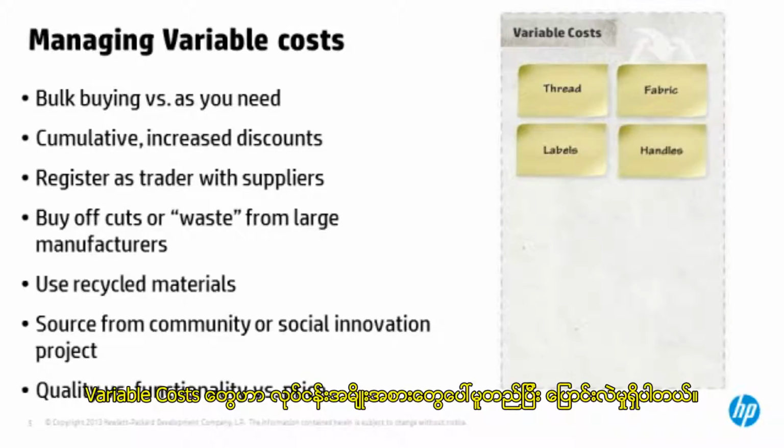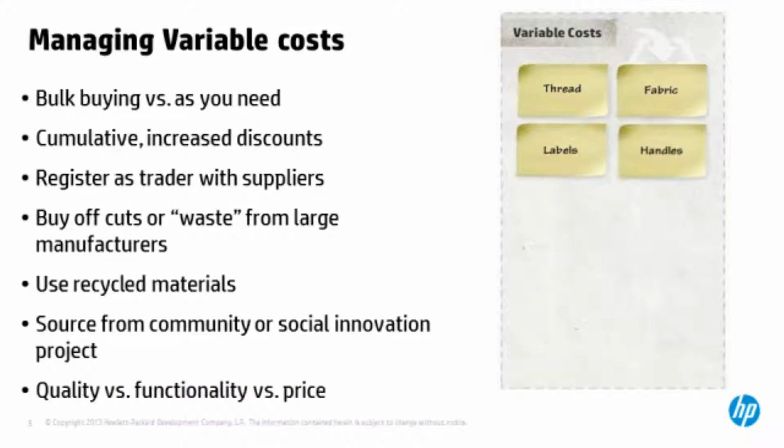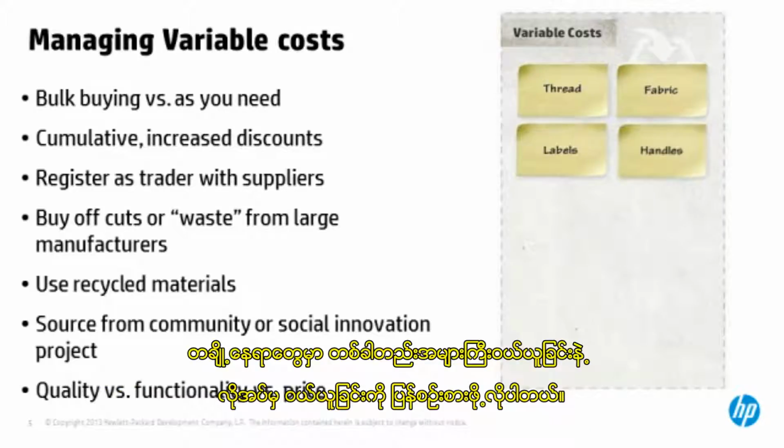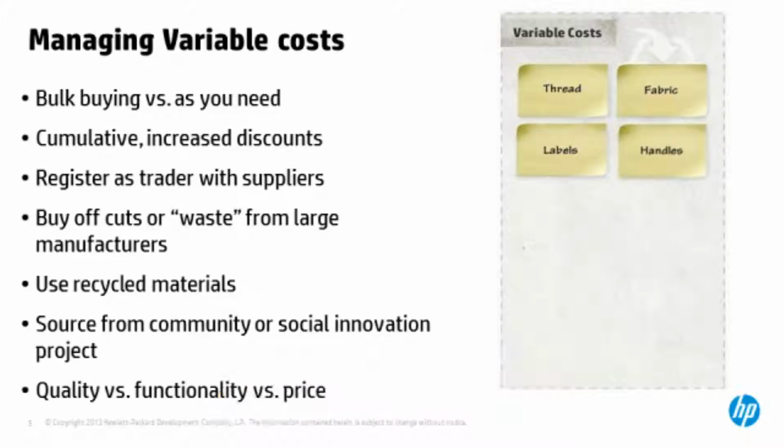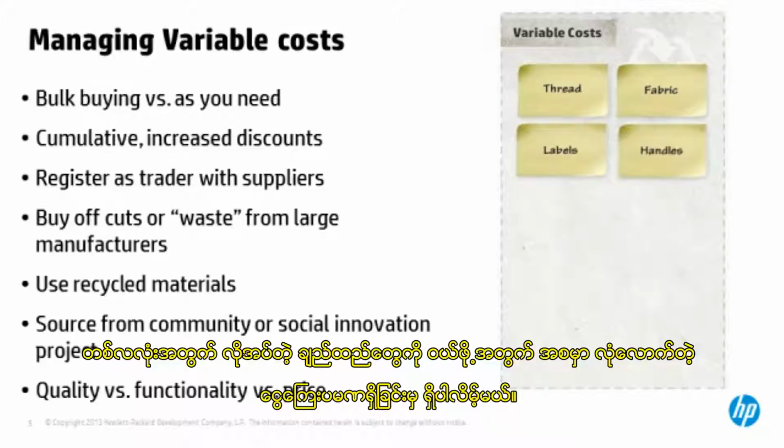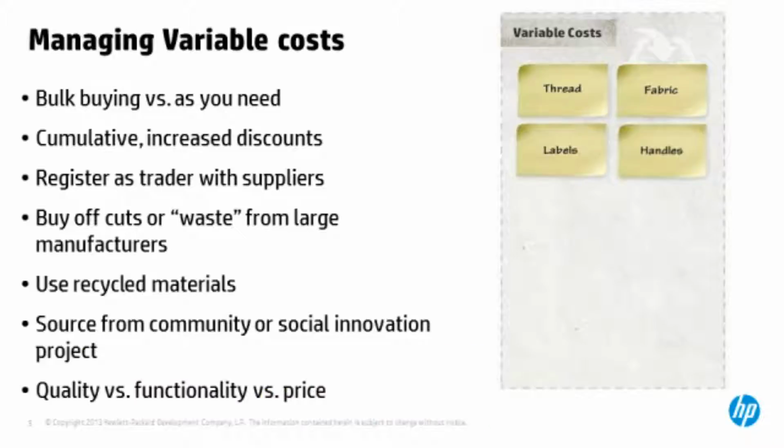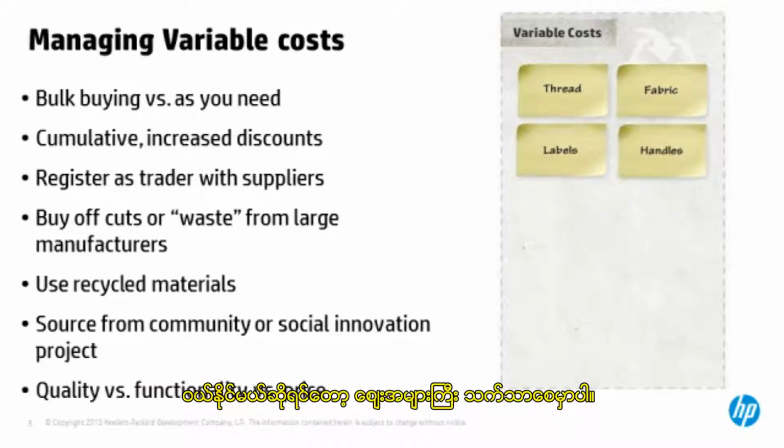Variable costs have many permutations depending on the type of business. Some aspects to consider. Buying in bulk or buying as you need. Initially, you may not have adequate capital to buy all the fabric that you may need for 1 month. It could be mostly cheaper.